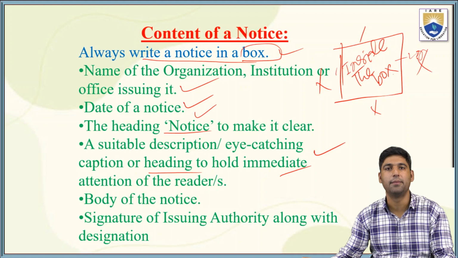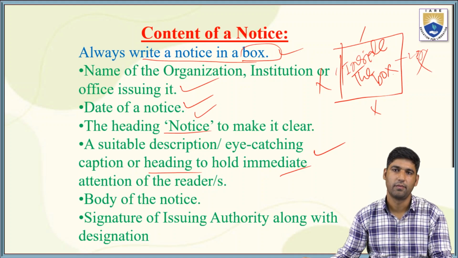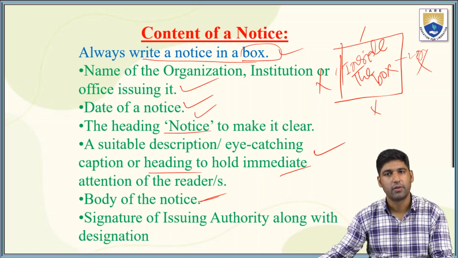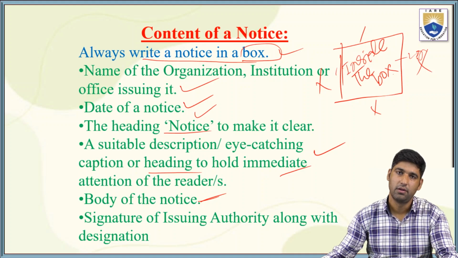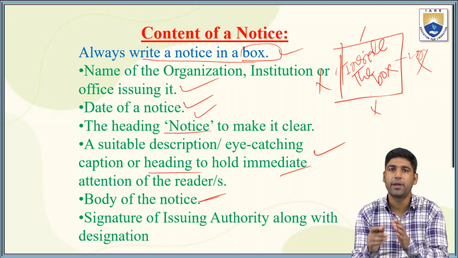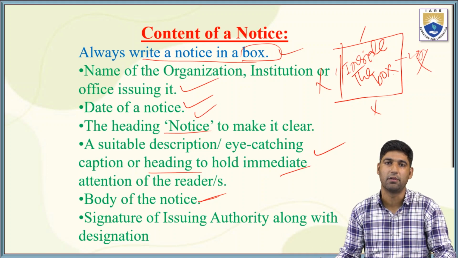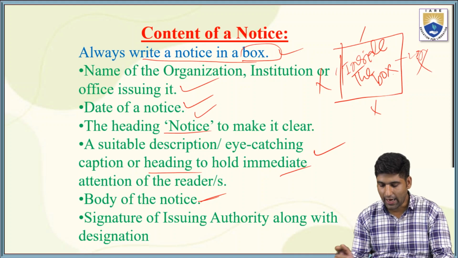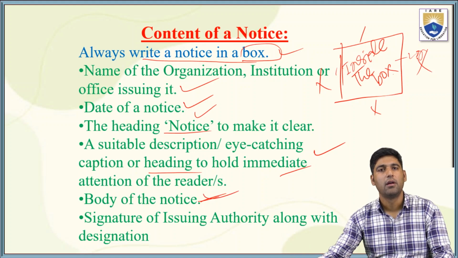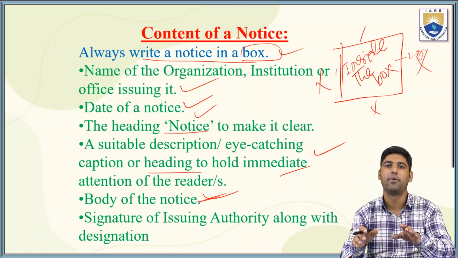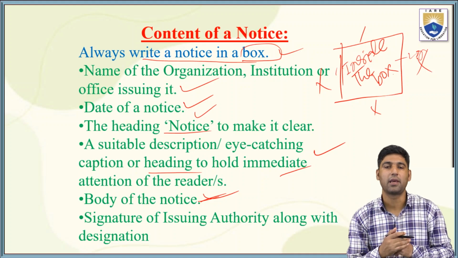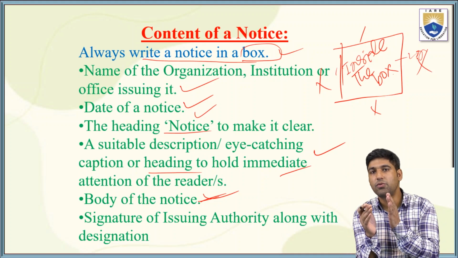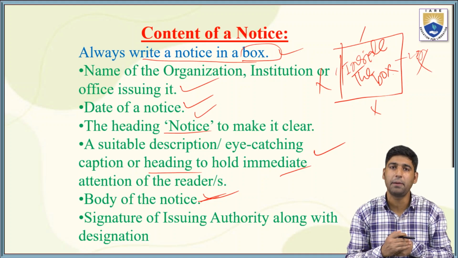Then comes the body of the notice. Body is very essential. It's as essential as the upper components I discussed with you, rather more essential. Because we are jotting down, we are encoding all the message which we want to share with the people, that we encode in the body. Body contains all the stuff. Body contains the information. Body is that announcement which we are making. Body is that information which we want to give a particular section of the people or society.